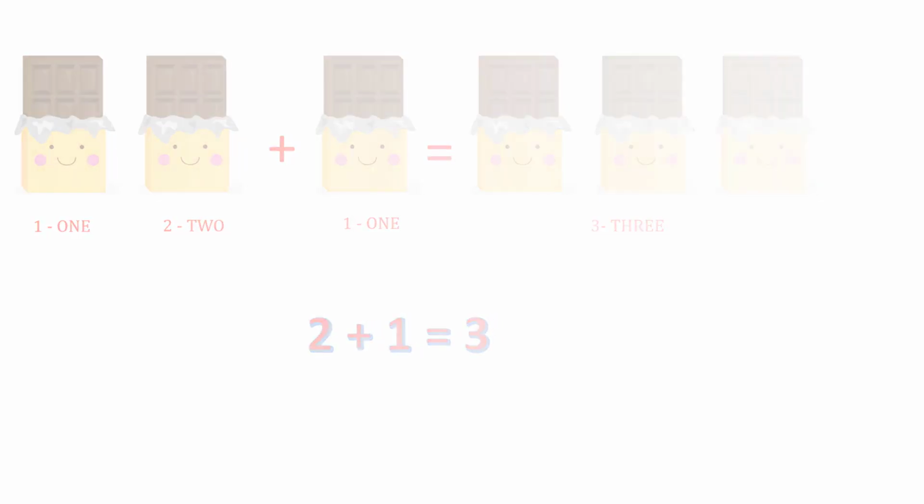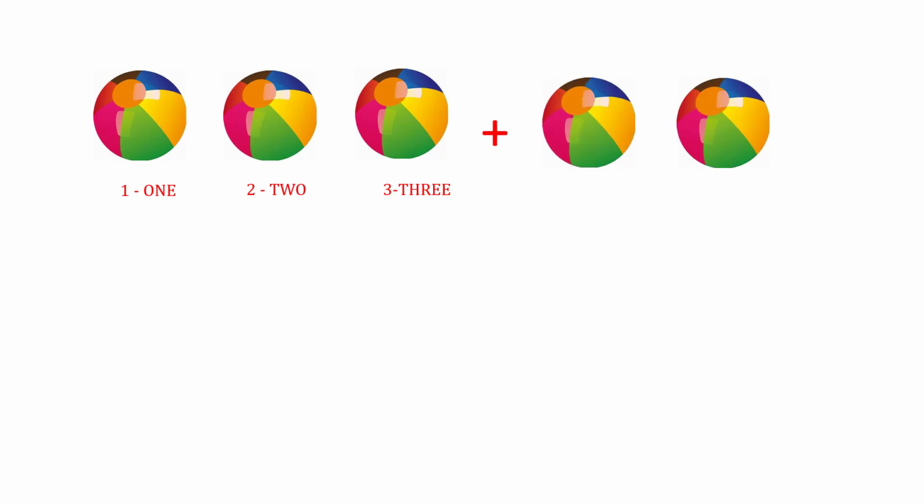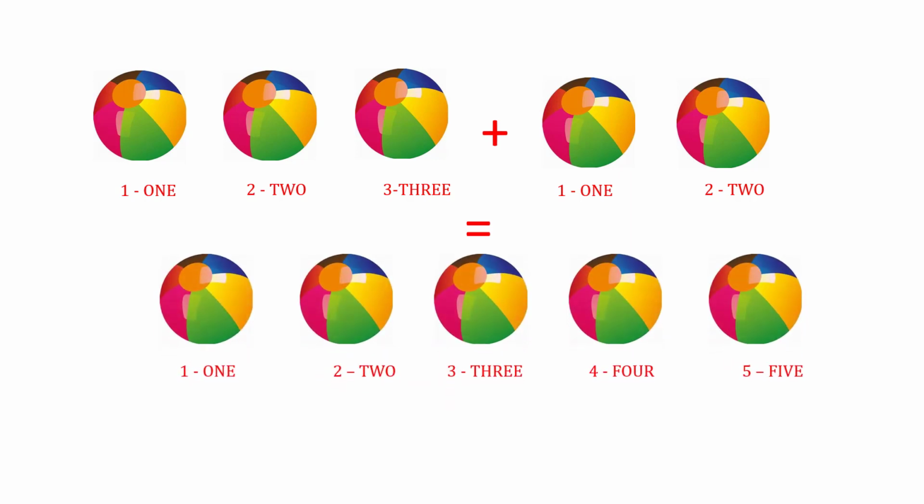Let's see one more example. Look at the lovely balls. How many are they? Let's count first. 1, 2, 3. You had 3 balls and your friend gave you 2 more balls. So, how many balls do we have in total now? Let's see. We have 5 balls. How? See the addition? 3 plus 2 equals 5.